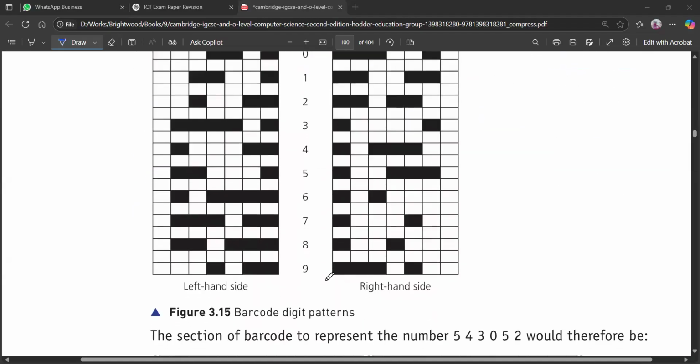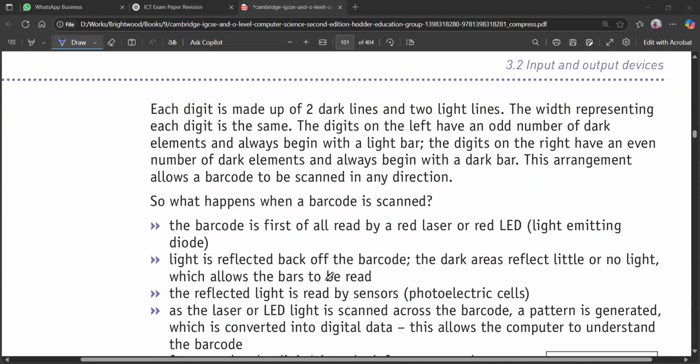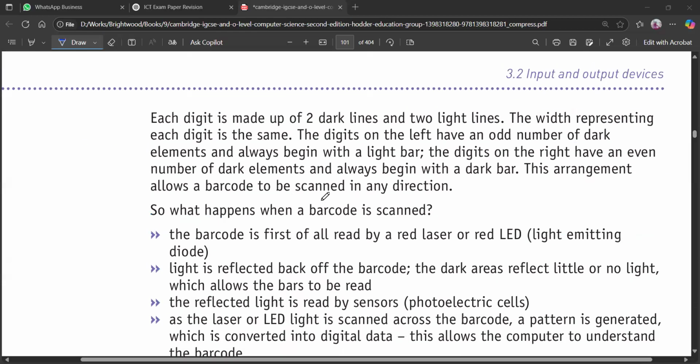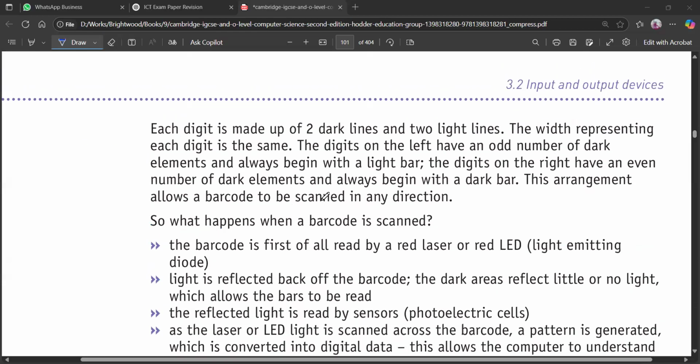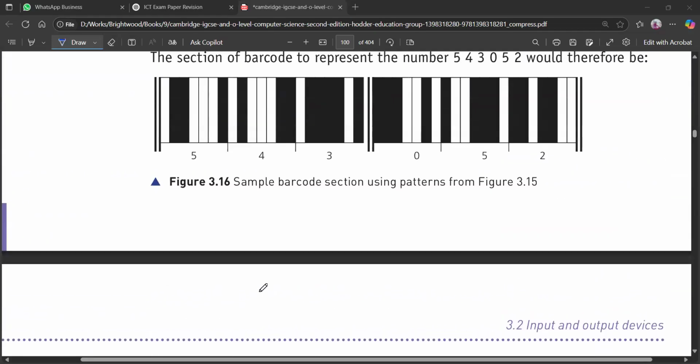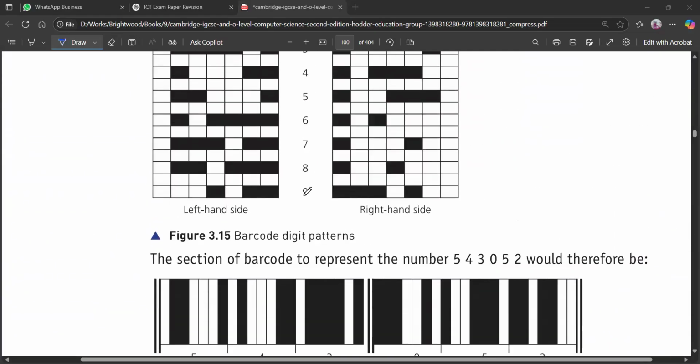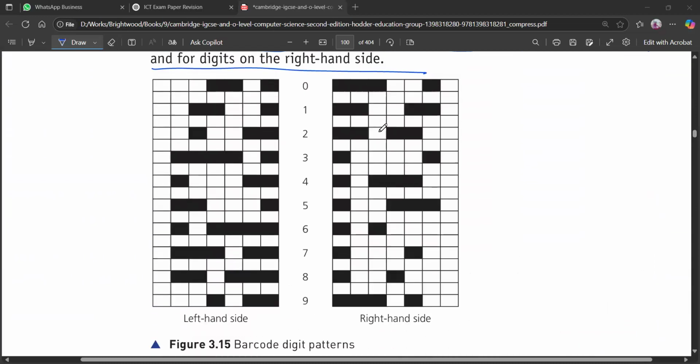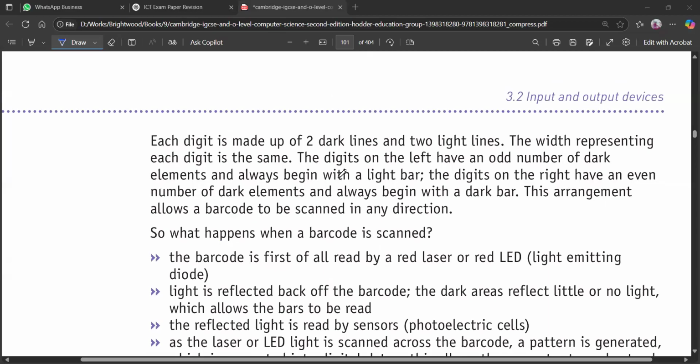Like that, there are two different ways for the barcode reader. Each digit is made up of two dark lines and two light lines. The total width representing each digit is the same. Each digit should be displayed by two dark lines and two light lines. The width representing each digit should always be the same.